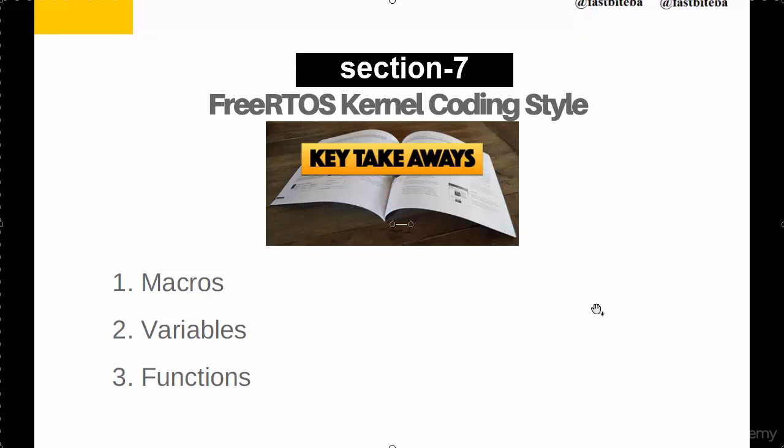So in this section, we are going to understand the pre-RTOS kernel coding style. The key takeaways from this section are you will come to know what are the conventions used to write macros. Also, you will come to know the pre-RTOS convention used to pick variable names and also function names. All right. So we will go through the pre-RTOS kernel source code to understand the macros, the pre-RTOS variables and function names. All right, great. So let's get started with our first lecture, that is macros.